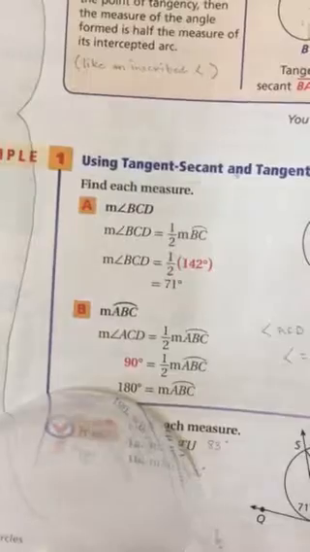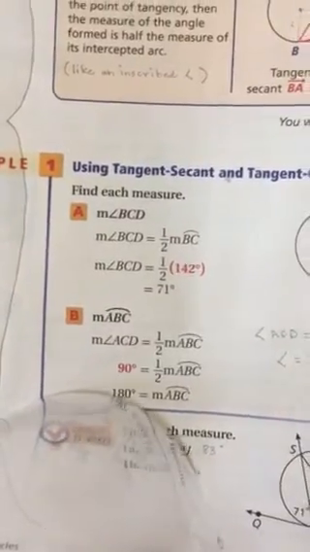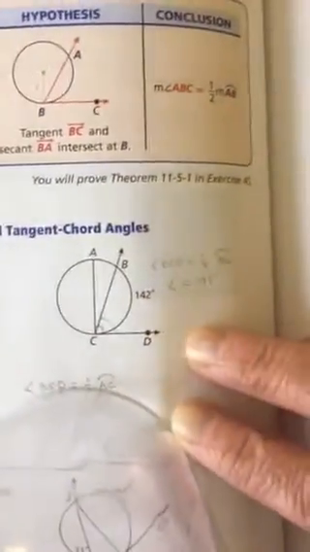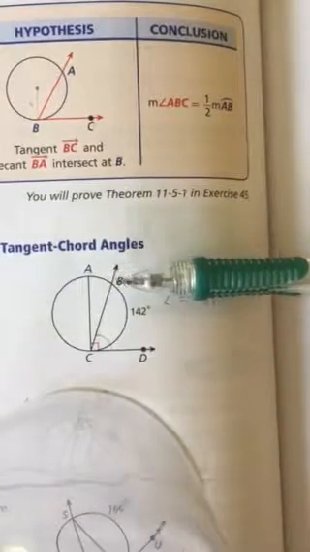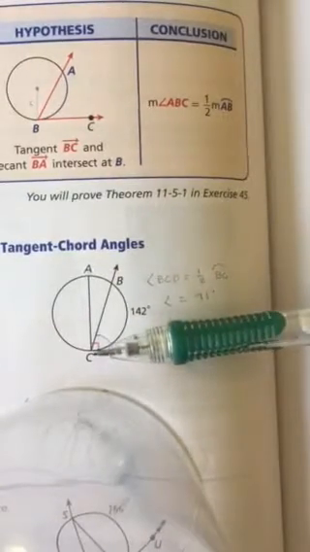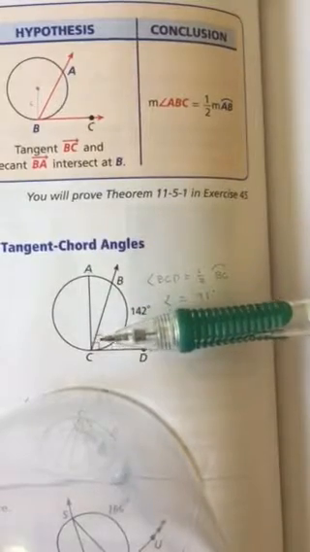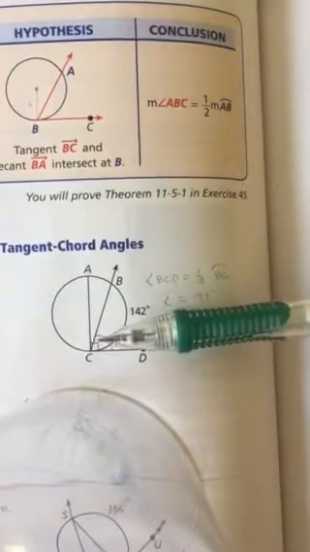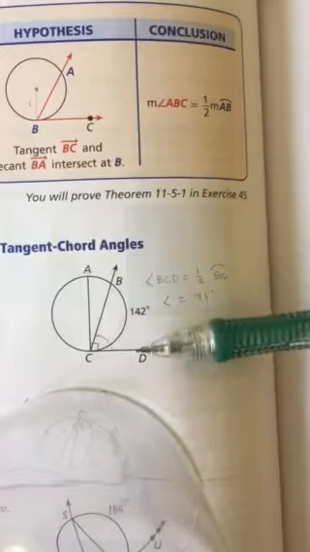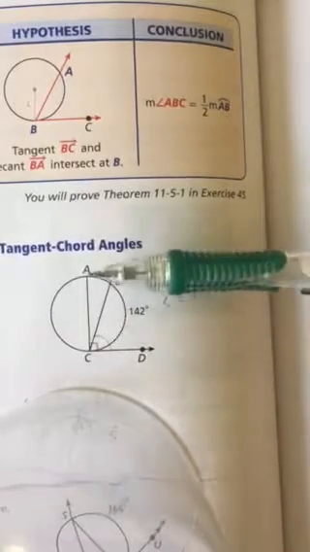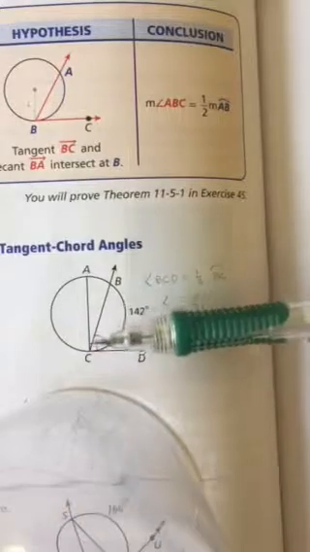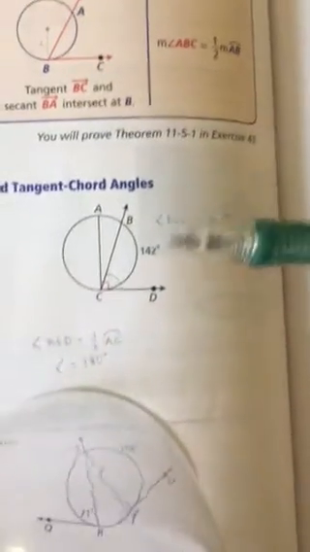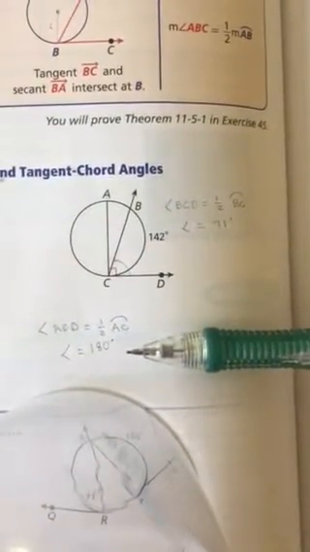The next question, B, asks us for the measure of arc ABC. So here is arc ABC. It's just a little bit bigger. This one's pretty simple because they tell us that that arc intercepts a 90-degree angle, ACD. So we know that the arc is going to be twice the angle. Therefore, if the angle is 90, the arc is going to be 180.